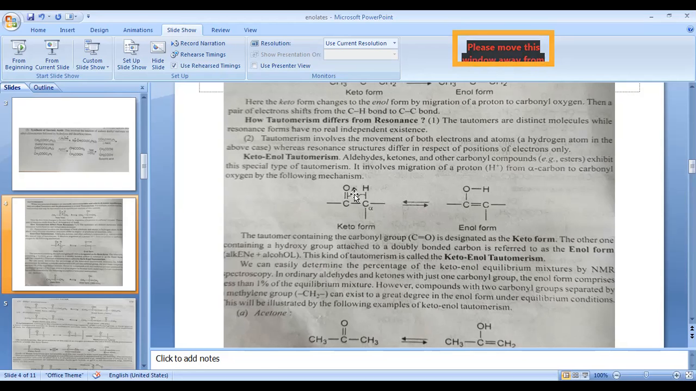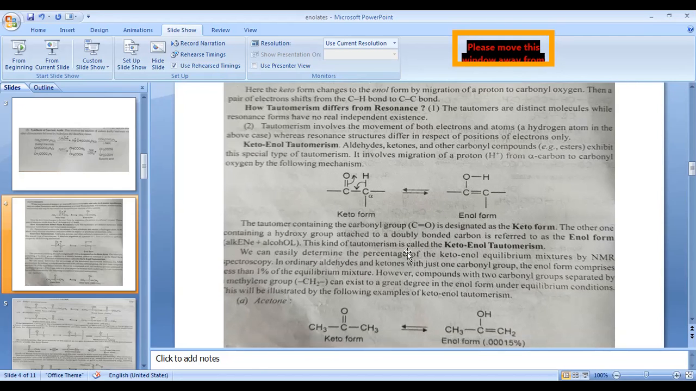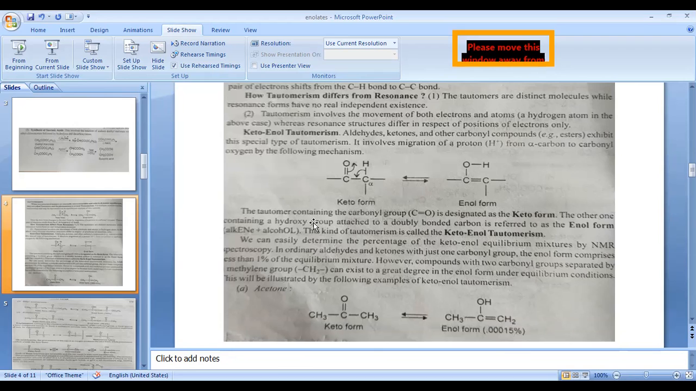Simultaneously, there is a shift of this electron to this. Negative charge appears here, and therefore this proton gets attached here, giving COH and a double bond. Two electrons from hydrogen get shifted here, so this is the enol form. The tautomer containing the keto group is called the keto form. The other form, containing a hydroxyl group attached to a doubly bonded carbon, is referred to as the enol form. This kind of tautomerism is called keto-enol tautomerism.